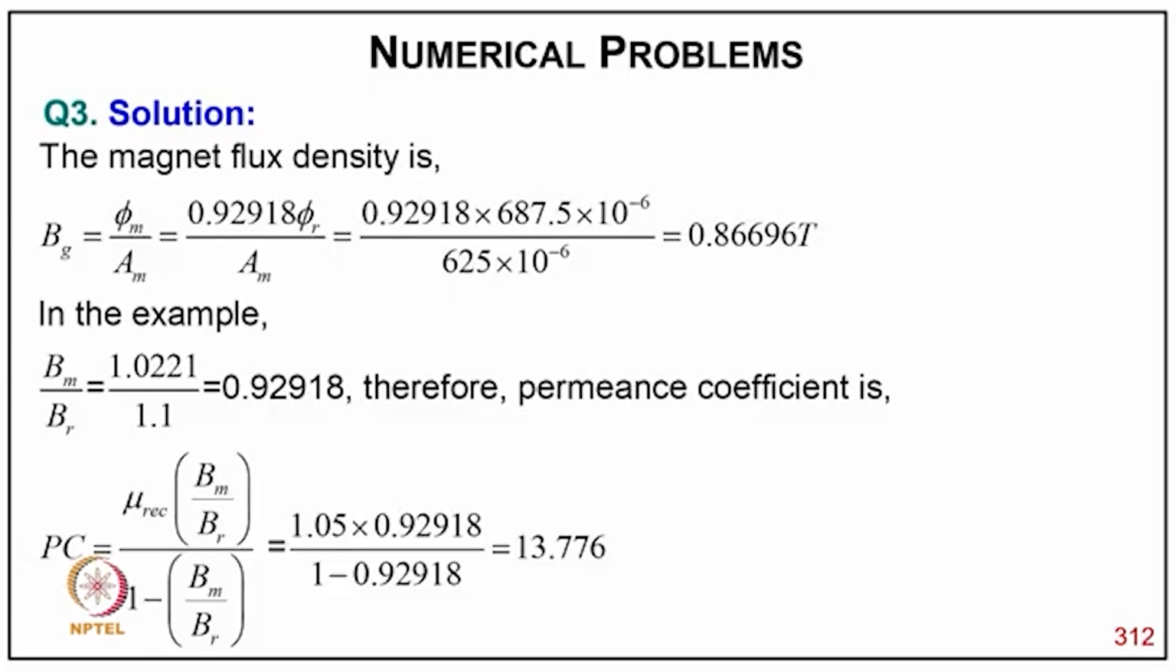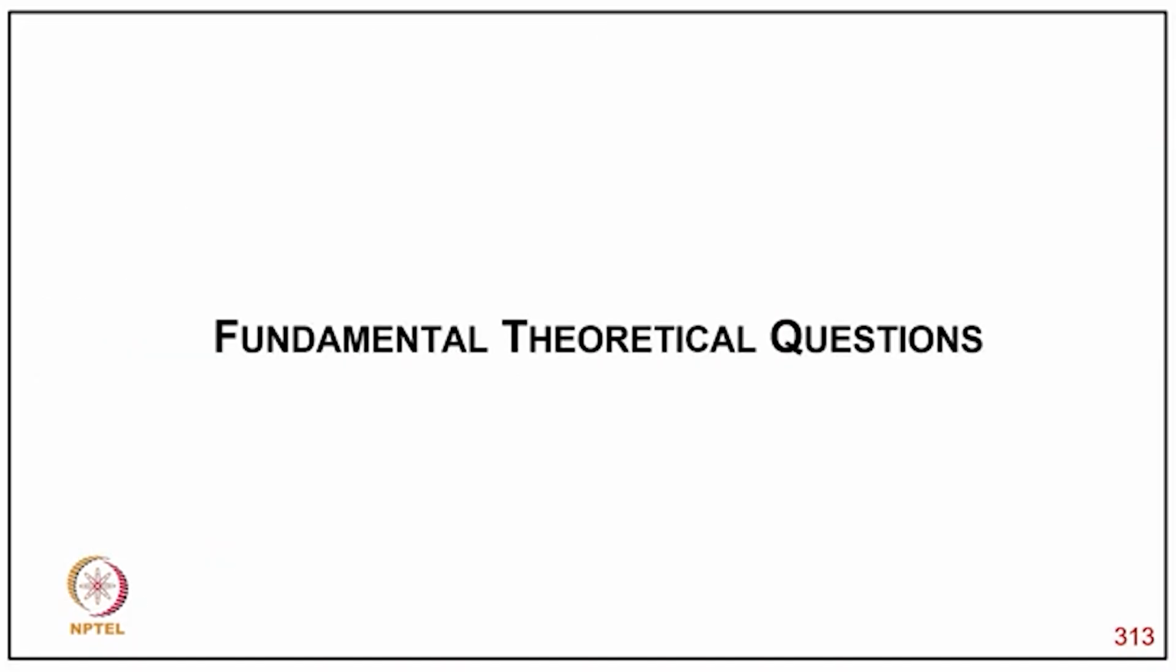Now the magnetic flux density in the magnet is Bm equal to phi m upon Am. So it comes like 0.92918 phi r upon Am equal to 0.86696 T, and in the example Bm upon Br equal to 1.0221 divided by 1.1, so that is 0.92918. Therefore the permeance coefficient is equal to mu recoil times Bm upon Br divided by 1 minus Bm upon Br, so it comes 13.776. Now coming to fundamental theoretical questions.